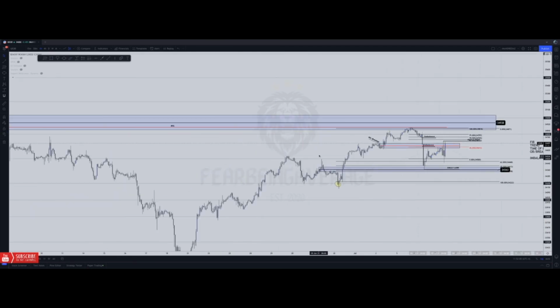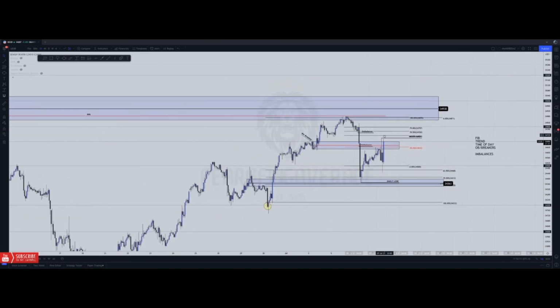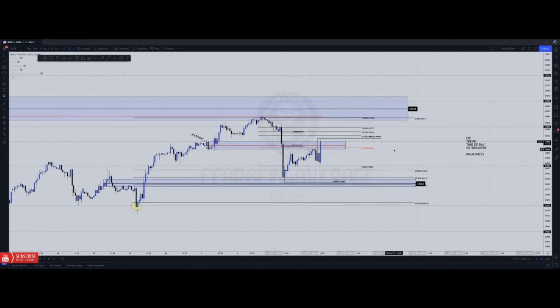But that's really it. Hopefully you guys understand this concept of breaker blocks better now, and you can go and backtest them, because I want everyone to backtest them. Don't just take my word for it. I want you to see them work in live time. Go backtest so you can see them in the market, because without practice, you're not going to be able to use these concepts efficiently.